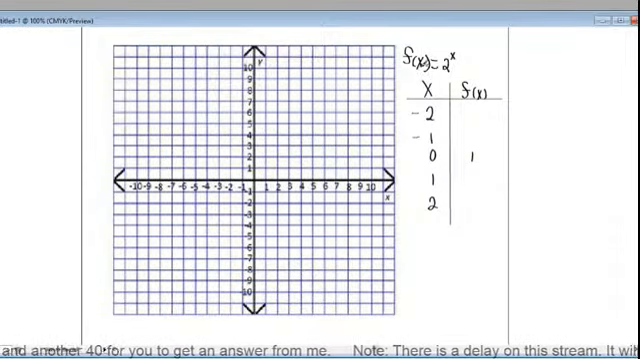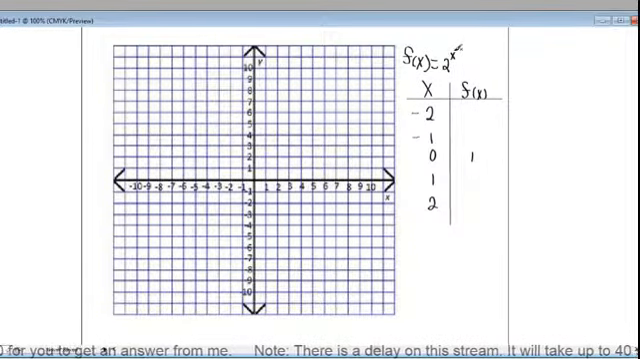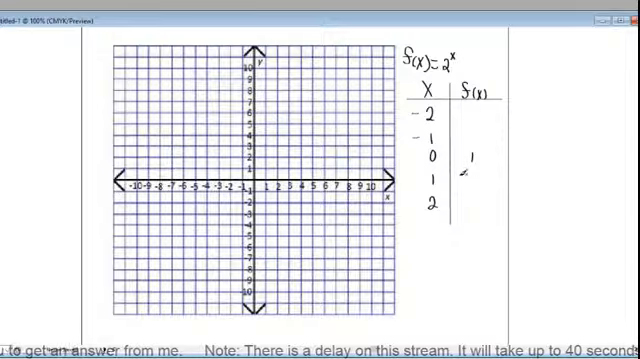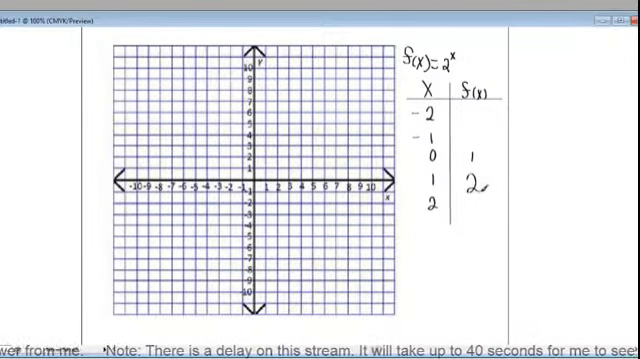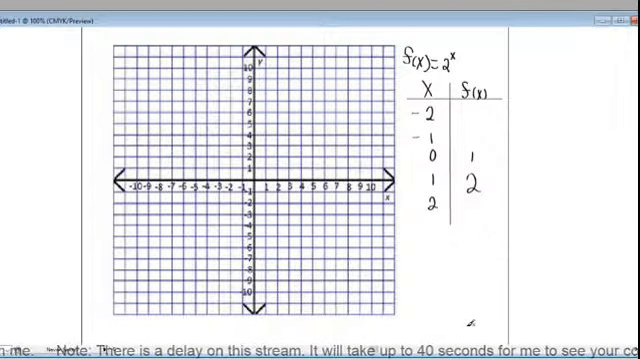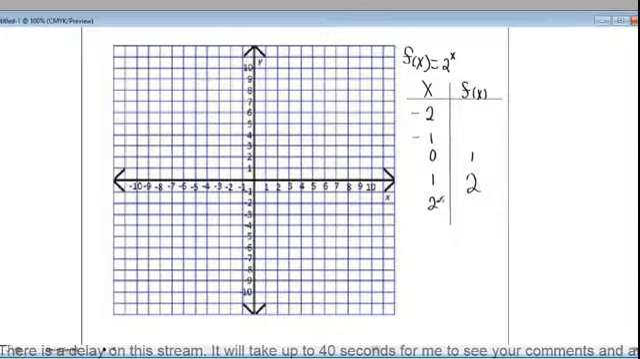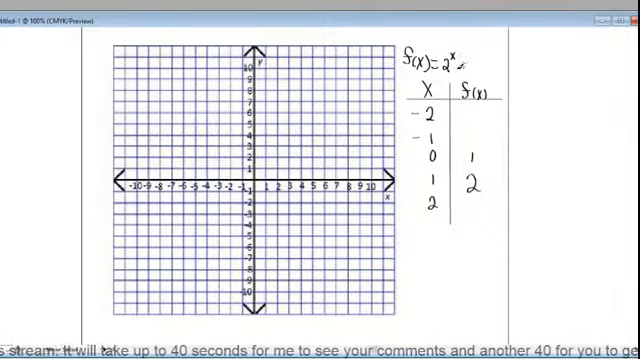1. Plug 1 in for x. So that would be f of 1 equals 2 to the first power. Anything to the first power is itself, so this will be 2. Then we have 2, so we plug in 2. So f of 2 equals 2 to the second. 2 to the second power, 2 squared is 4.